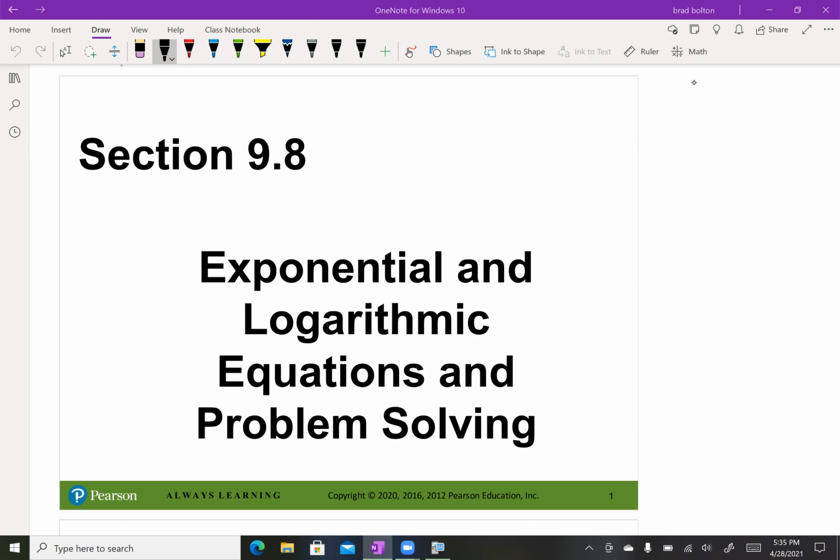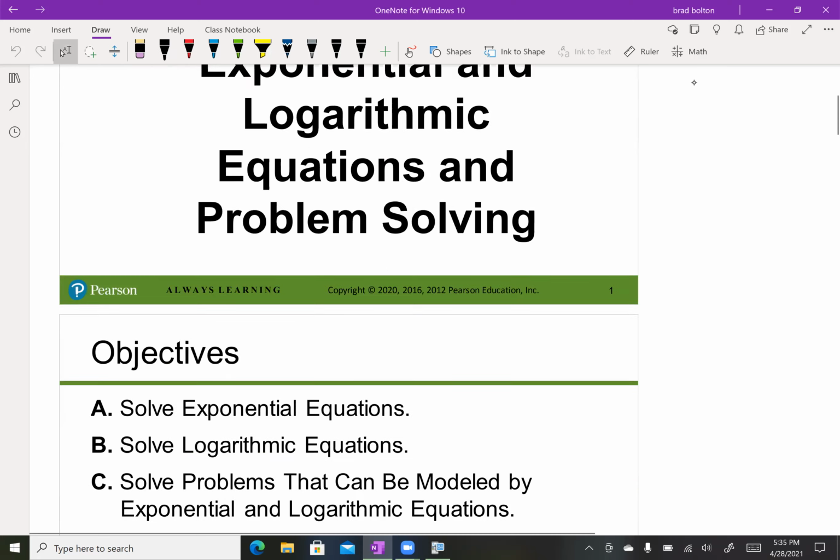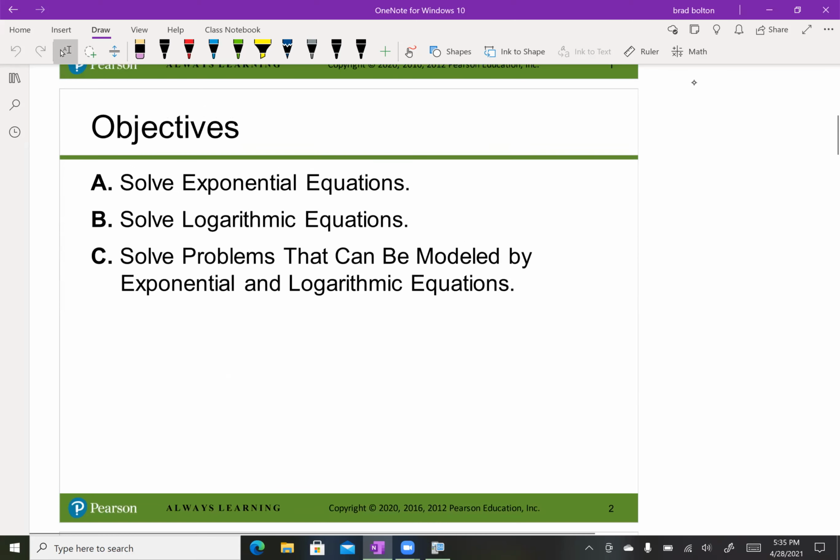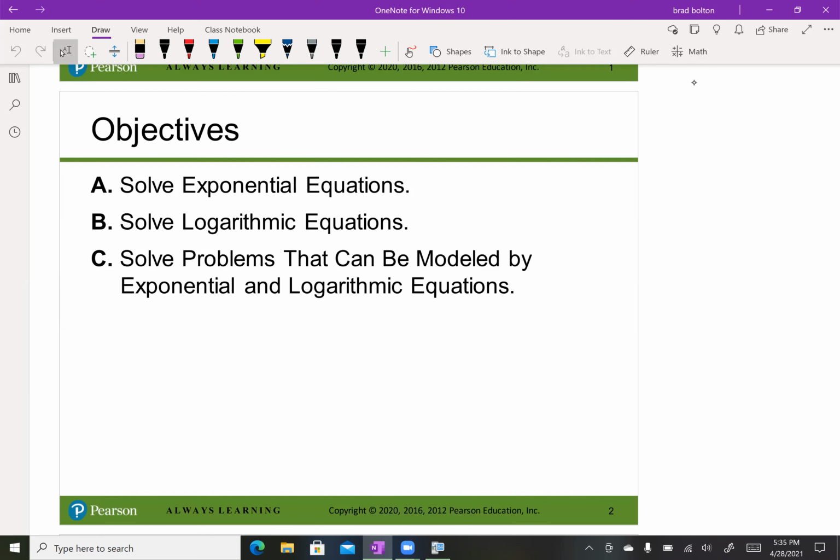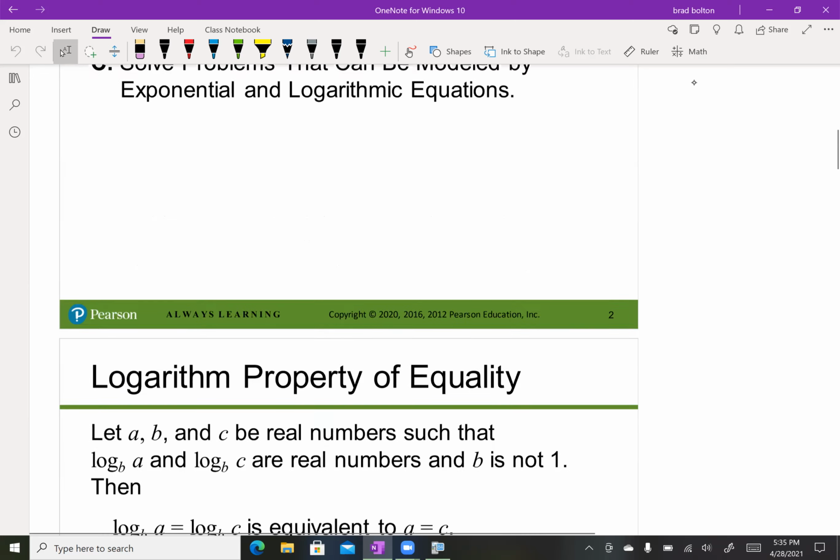In this section, it's called Exponential and Logarithmic Equations and Problem Solving. One of the main reasons we're learning all of this information about exponential functions and logarithmic equations and functions is so we can use these to solve problems, okay? So the first thing we're going to talk about is solving exponential equations. Then we're going to do logarithmic equations. Then we're going to solve problems that can be modeled by exponential and logarithmic equations.